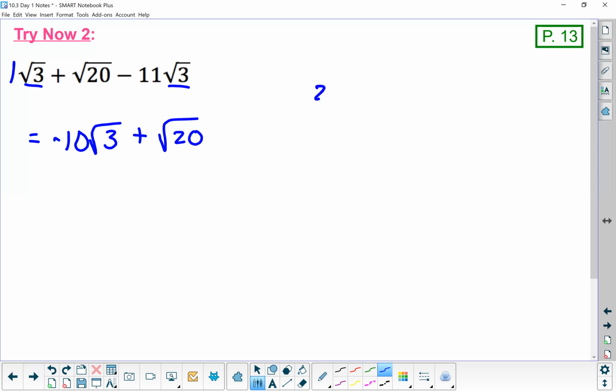20, we can try the factor tree method. 2 divides into 20, goes in 10 times. 2 divides into 10 5 times. 5 is prime. So we're going to have a 2 that comes out of the radical and a 5 that stays underneath.